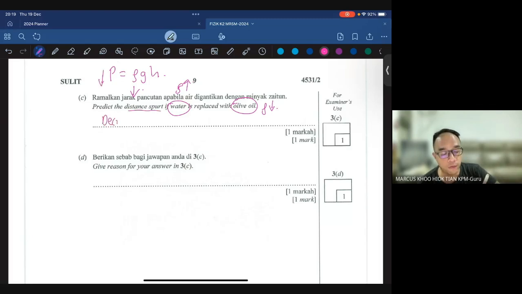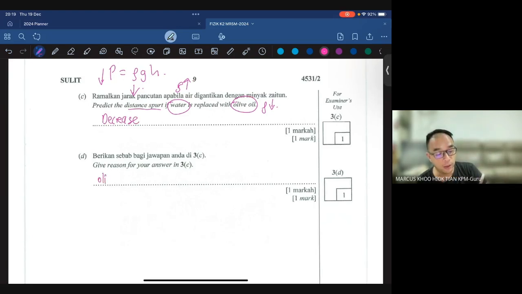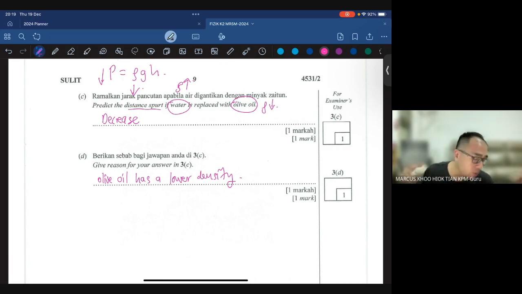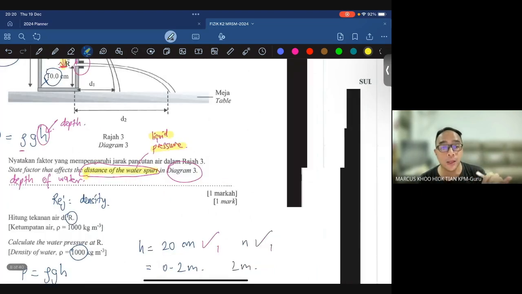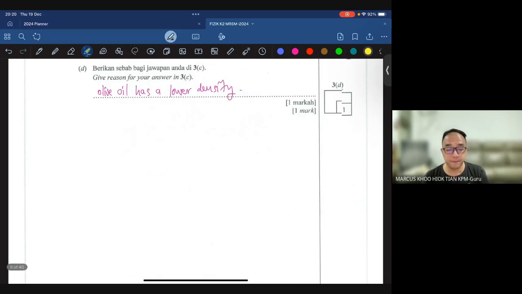So the answer for this is decrease, and the reason is olive oil has a lower density. You can also say water has a higher density. Either one is fine. But as I said just now, please remember in this particular case, the distance of the water spurting represents the liquid pressure.